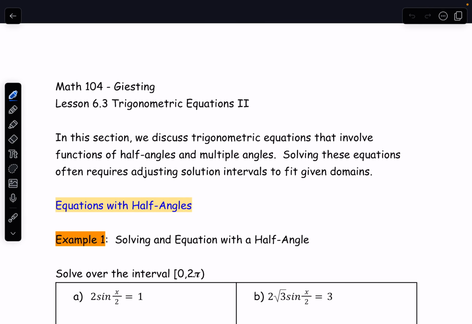In today's lesson, we continue our work with trigonometric equations, and today we're going to focus our work on functions involving half angles and multiple angles. Sometimes these equations are going to require adjusting solution intervals to fit their given domains. And they're also going to require us to remember our trigonometric identities that we learned in Chapter 5 that you should all have in your flip books.